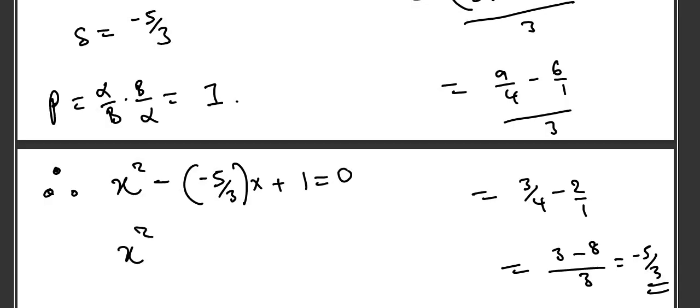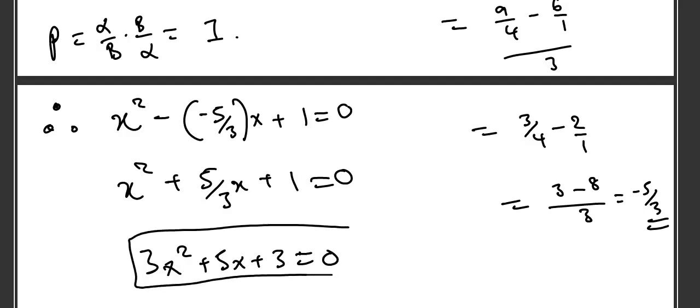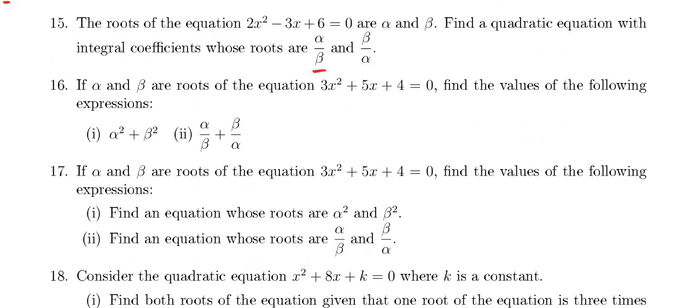So the quadratic, whose roots are alpha over beta plus beta over alpha, is just this here, or we can multiply throughout by 3 to give us something that will be in a straight line like this. So this right here is the equation that we are looking for. So that's how you go about questions like number 15.